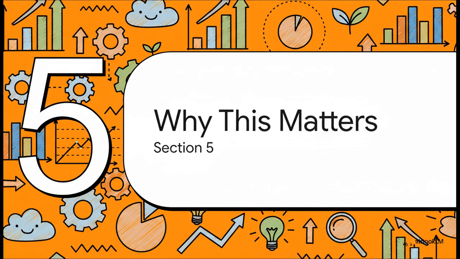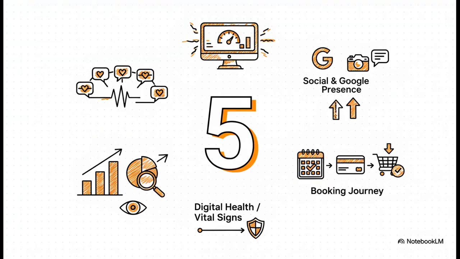And finally, Section 5, Why this matters. Let's tie all these pieces together and bring it back to the most important thing. The real, tangible growth of your business. Just remember these 5 core areas we've been talking about: your website's performance, your social and Google presence, that all-important booking journey, and your analytics. These are the 5 vital signs of your digital health.